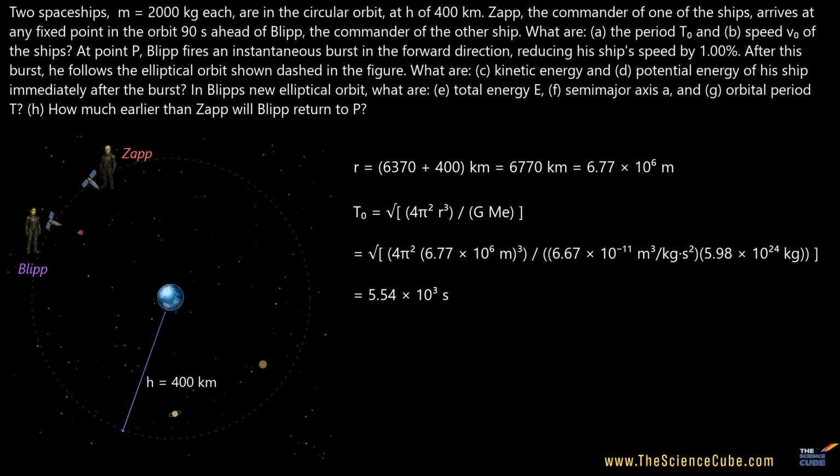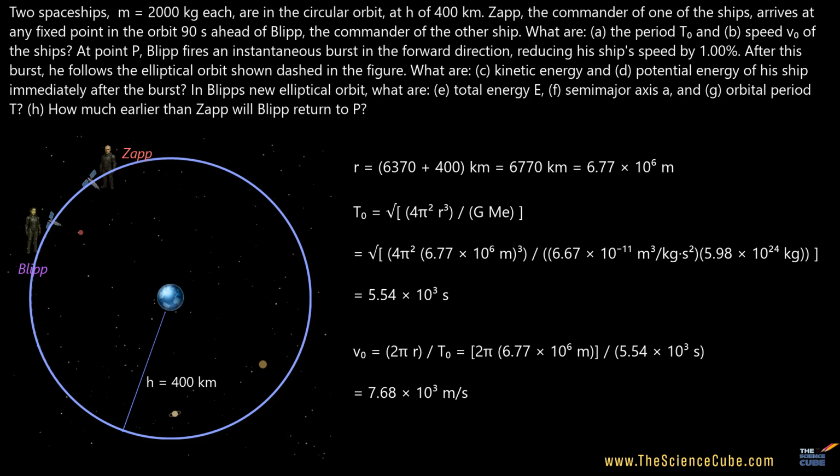The next question is, what is the speed of the ships? Now, since we've already calculated the time period of the ships, all we need to do is divide the circumference of the orbit by the time period. That is, V0 is equal to 2 pi r upon T0, and this equals 7.68 into 10 to the power 3 meters per second.